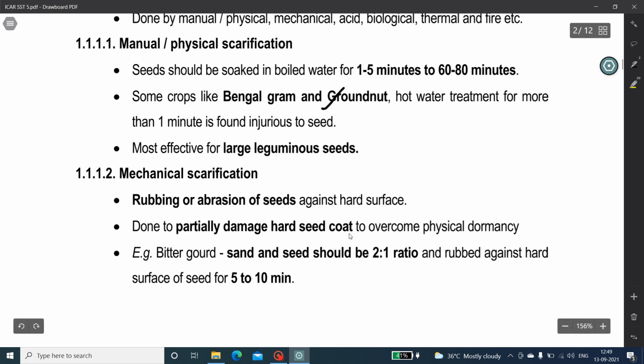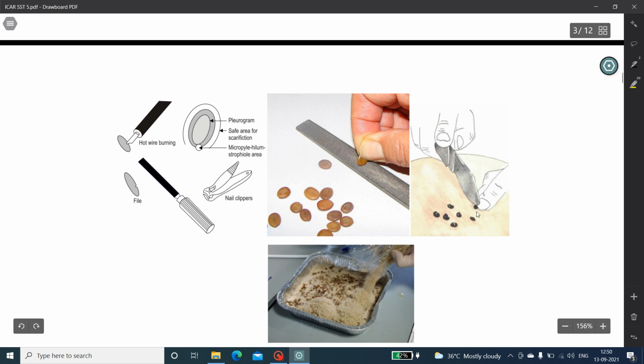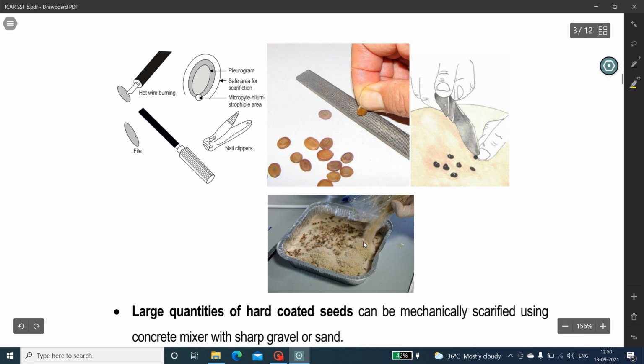It is done to partially damage the hard seed coat to overcome physical dormancy and allow imbibition of water over part or the entire seed surface, leading to the metabolic processes of germination. For example, in bitter gourd, sand scarification is employed, in which sand and seeds are mixed in a 2:1 ratio and rubbed against a rough surface for 5 to 10 minutes. In this picture, a nail clipper or hot wire burning is used to overcome seed dormancy. The seeds are rubbed against a rough surface, or a nail, nail clipper, or knife is used, or they may be treated with sand.